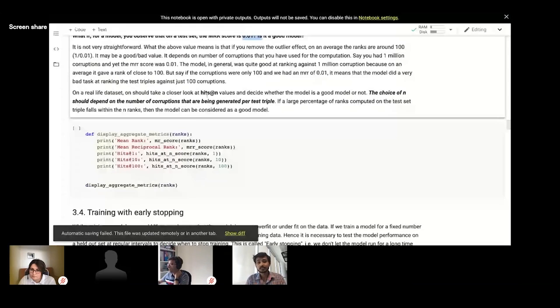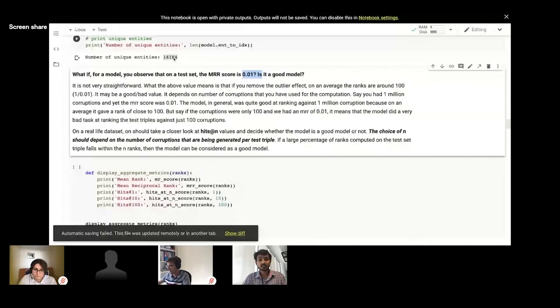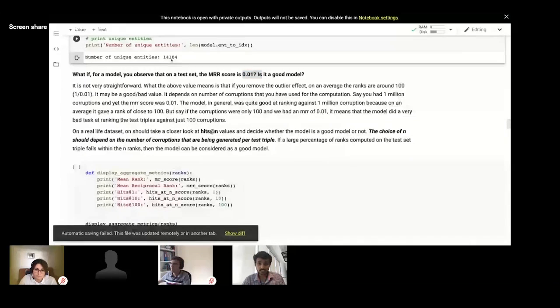Because this can give a fair idea: when I say give me hits at 100 on the test set, if a high percentage of your test set triples have rank less than or equal to n, that gives me a fair idea of how good the model is. The choice of n should depend on the number of corruptions. Ideally, I'd say the top 1% of corruptions. In this case, I choose n equal to around 150, because we have 14,000 corruptions. This is usually how I would go while running these kinds of data sets.